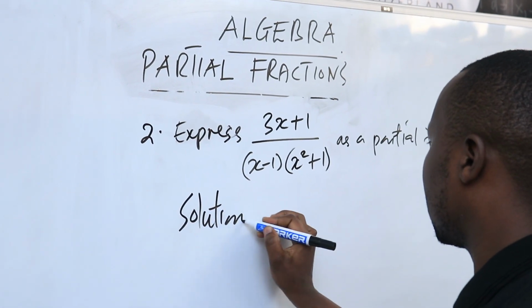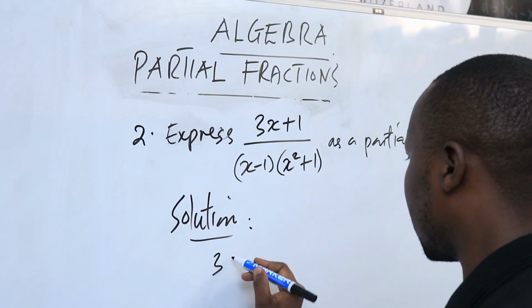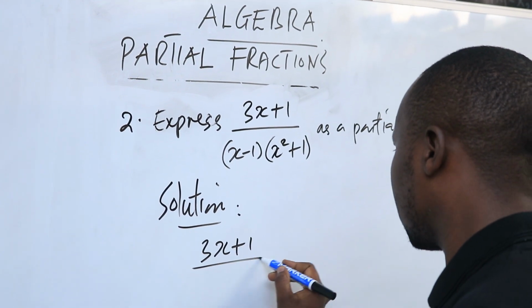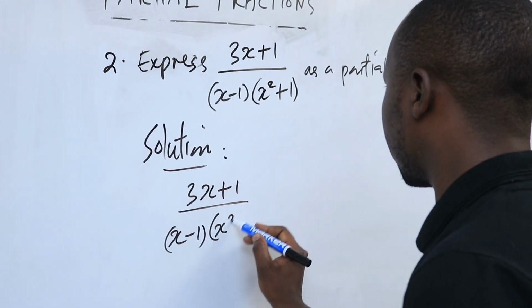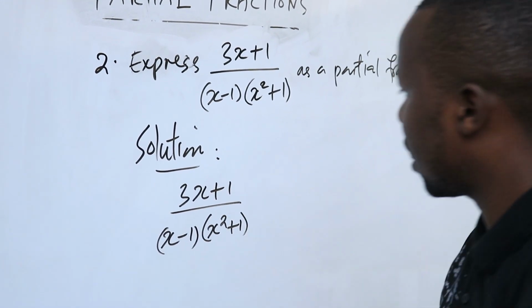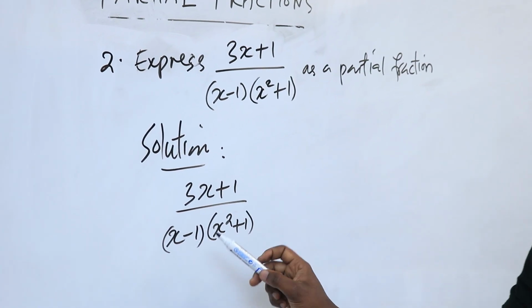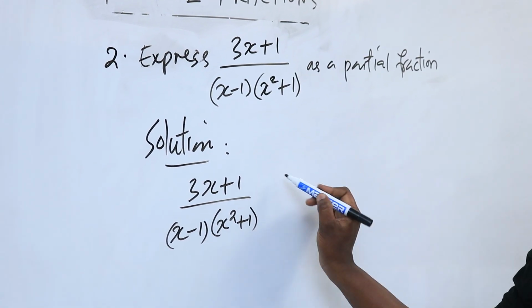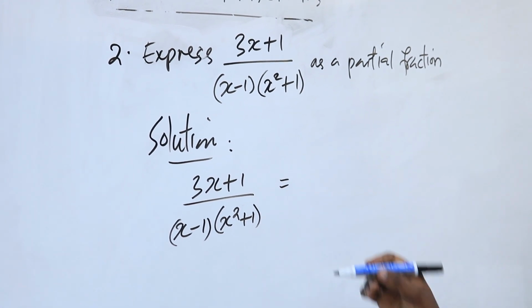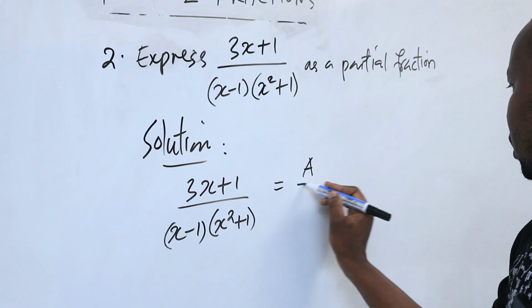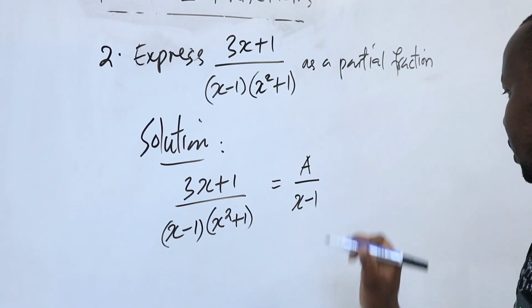Solution: 3x plus 1 over x minus 1, then x squared plus 1. So this linear factor x minus 1, how do we express it as partial fractions? We introduce the constant a over x minus 1.